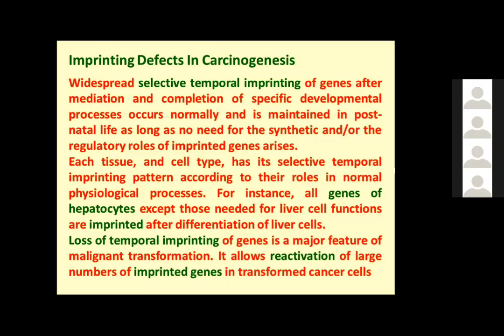For instance, in renal cells, the kidney cell, all the genes necessary for performing the functions needed by this specific cell, whether it is in the cortex or in the medullary system or anywhere, are active. All other genes are inactive. In cancer, this selective temporal imprinting is lost.